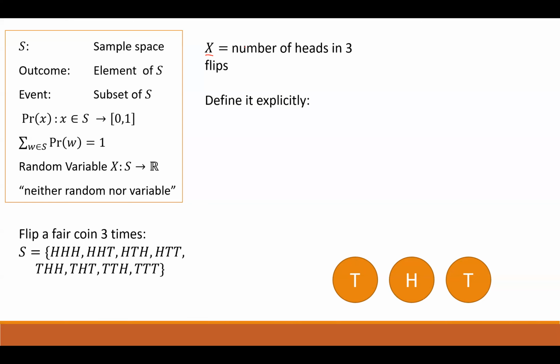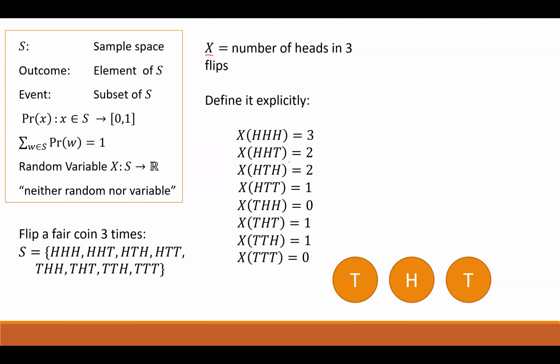We can define this explicitly. I can supply the outcome as an argument and then map that to a value, right? I can say, well, if the outcome is heads, heads, heads, then the value is 3. And heads, heads, tails, the value is 2 because I have 2 heads. So this is one way to define it, and it's not wrong. We can define a function this way.